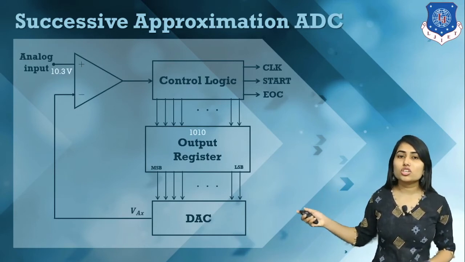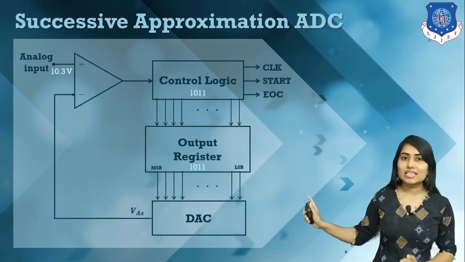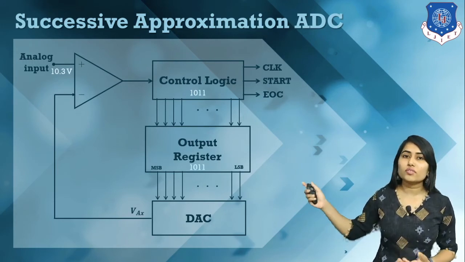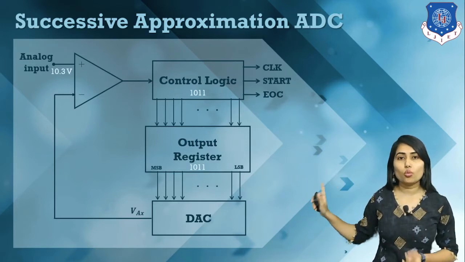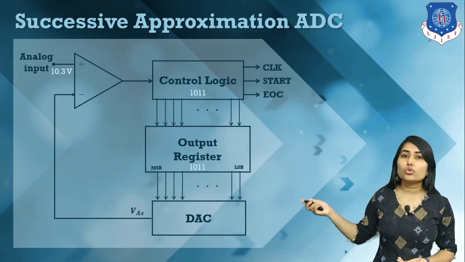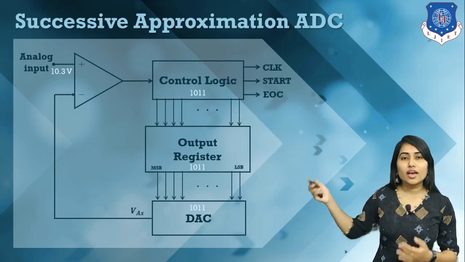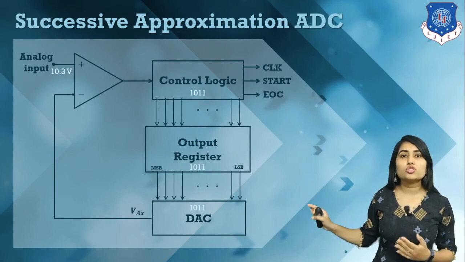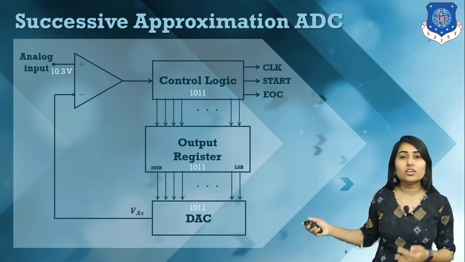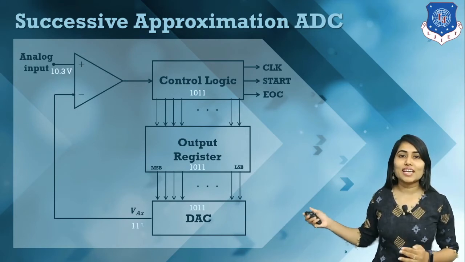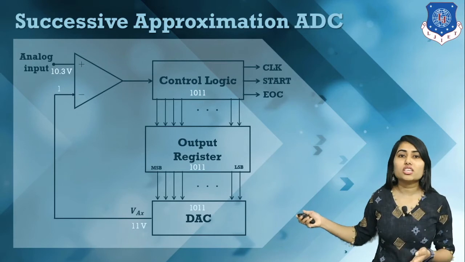Now in the control logic circuit we have to enable the last bit equal to 1. So here we have the 1 0 1 1 pattern. This will be stored and then transferred over here. Due to 1 0 1 1 we have an analog output voltage of 11 volt. So it is given to the comparator.